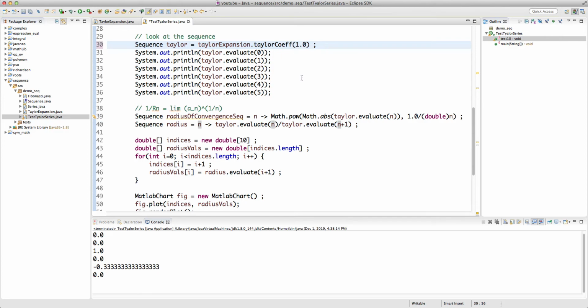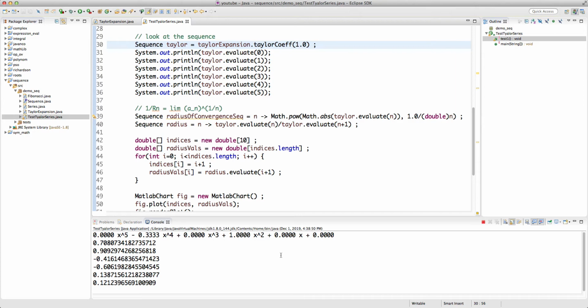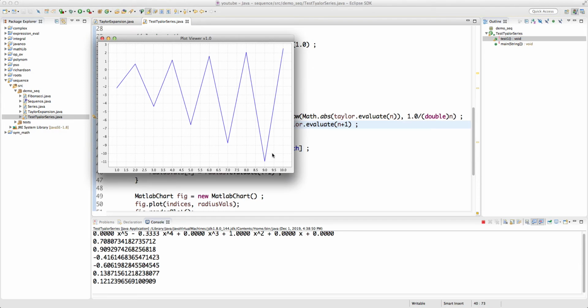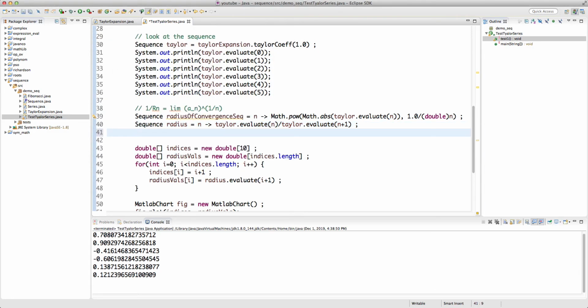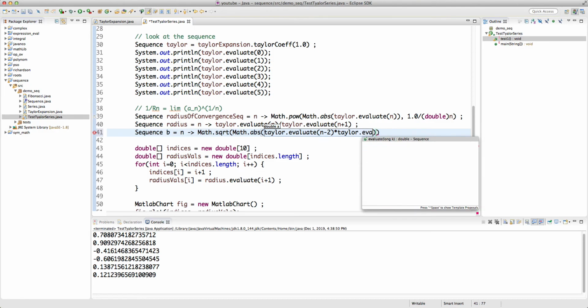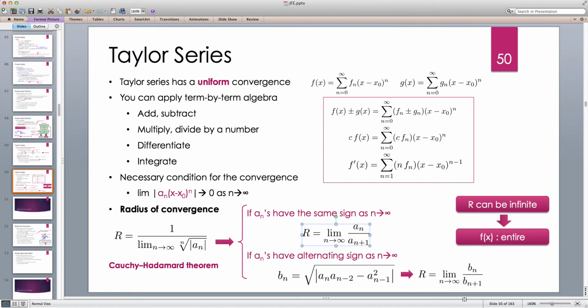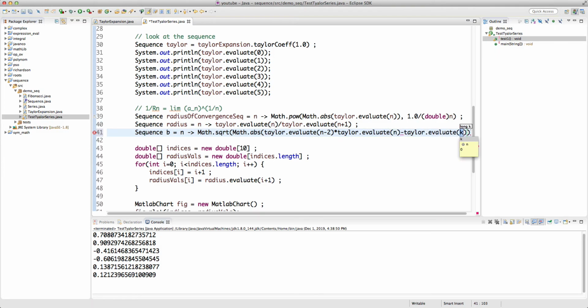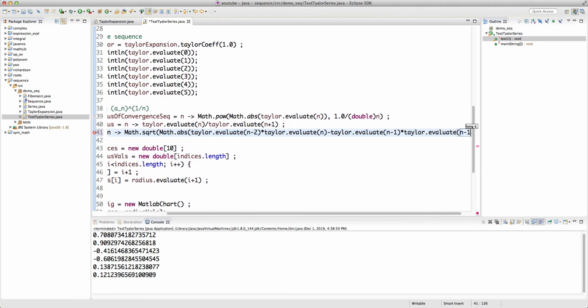But let's say we look at x equals 1 instead of x equals 0, and then we try to evaluate this sequence. And as you can see, it's oscillating. So we don't actually have a positive sequence. We need to do a sequence b, which is n goes to math.sqrt of math.abs of Taylor evaluate at n minus 2 times Taylor evaluate at n, minus Taylor evaluate at n minus 1 times Taylor evaluate at n minus 1.